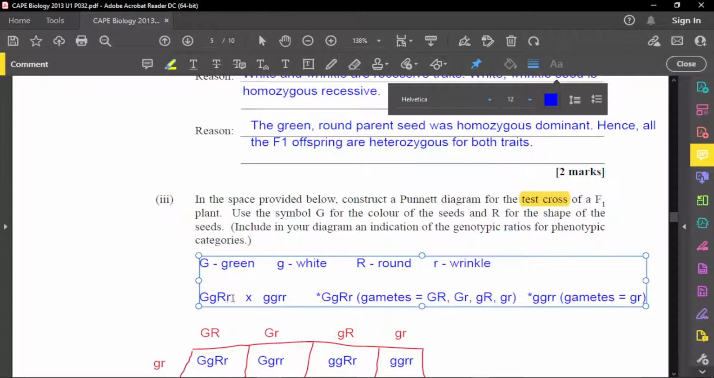Now, the F1 plants are all heterozygous. So therefore, this genotype here, which is big G, small g, big R, small r, is from F1. And the homozygous recessive plant we're going to use to test the F1 must be small g, small g, small r, small r. A point to note: from your heterozygous plant, what you will get as gametes will be uppercase G uppercase R, uppercase G lowercase r, lowercase g uppercase R, and lowercase g lowercase r.